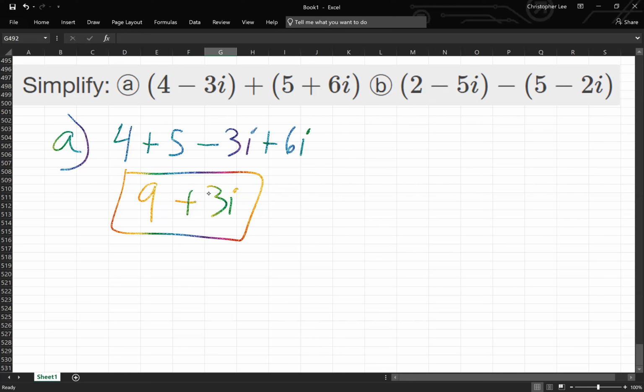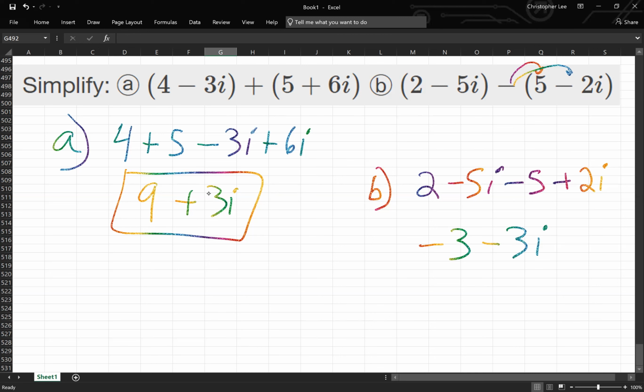But check this out. Check out B now. B is a little bit different, right? So for B, right, I gotta distribute that negative first. Then I can add it all up, right? So now I got the 2 minus 5i minus 5 plus 2i, right? Combine like terms. 2 minus 5, what's that? -3, right? And then -5i plus 2i, what's that? -3i. And then this is my answer right here. Not bad, right?